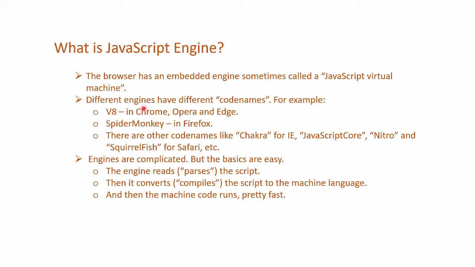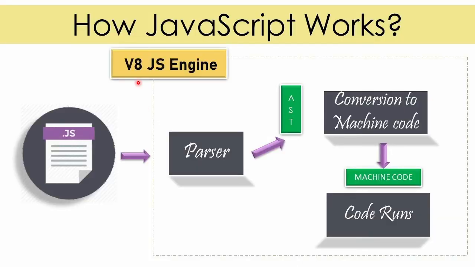We'll take the example of V8. So how JavaScript works? This is an example of a JavaScript engine, that is V8. The structure is similar for other browsers as well. Okay. So we have a JS file. .js is the extension of the JavaScript file. So we have a JS file.